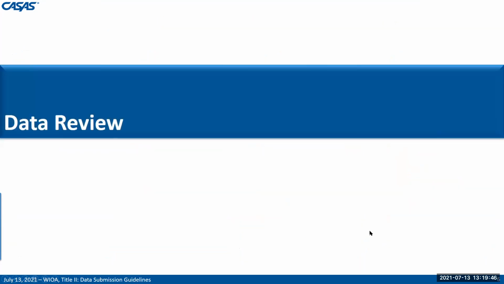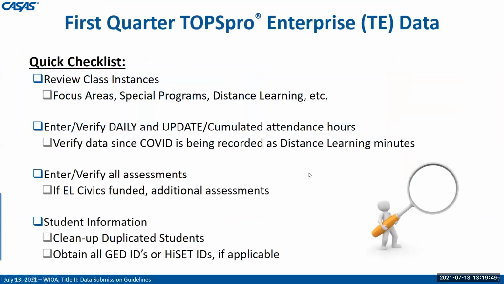All right, data review. Here's a quick checklist of the end of year data submission, TOPSpro Enterprise data, for submitting all your deliverables. We usually recommend to review the class instances to see which instructional programs they have in the class instance, the focus area, and if there are any special programs or distance learning listed under that instance. That would be ideal to check.